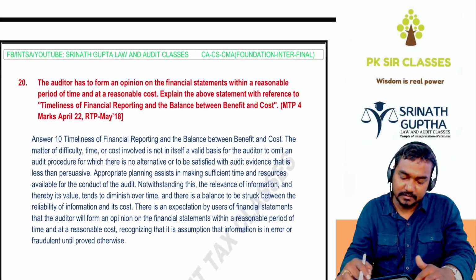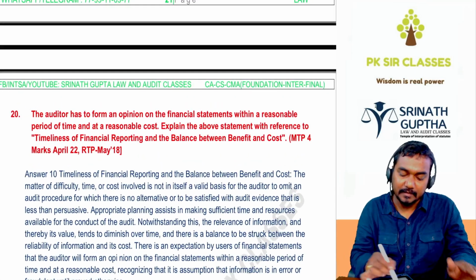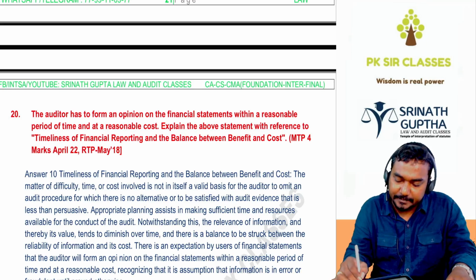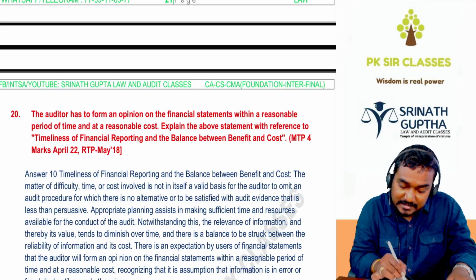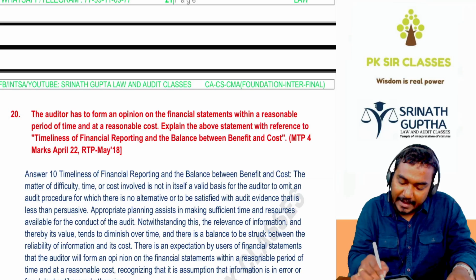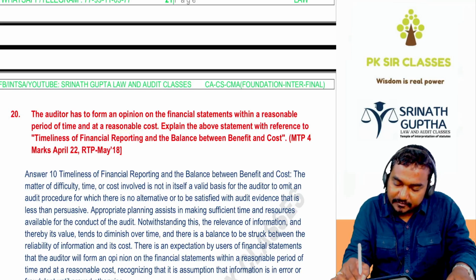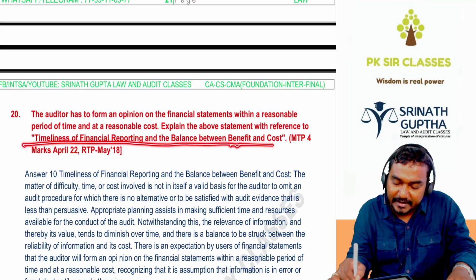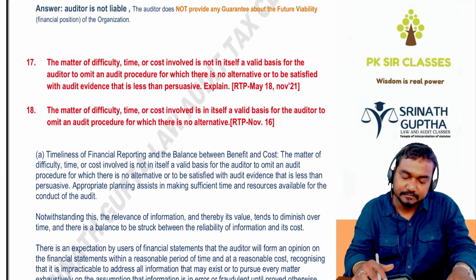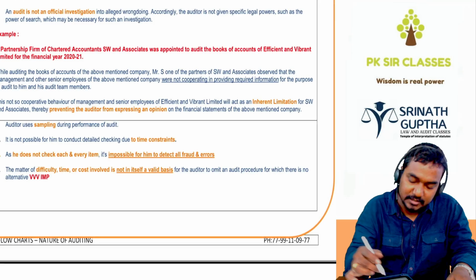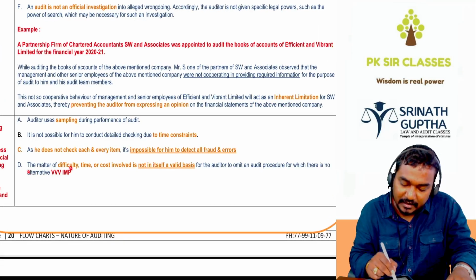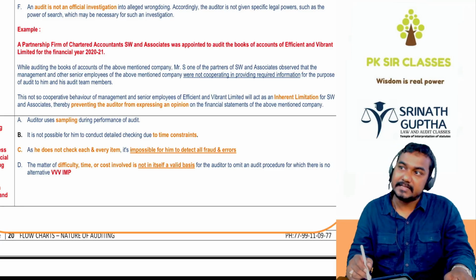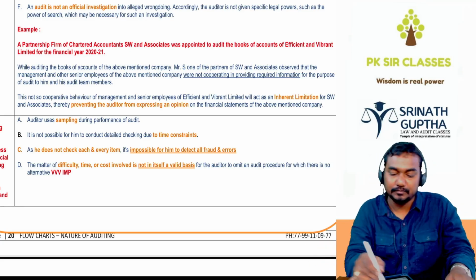Look, this question has come 3 times. The auditor has to form an opinion on the financial statements within a reasonable period of time at a reasonable cost. Explain the above statement with reference to the timeliness of financial reporting and the balance between benefit and cost. Same question as the one above: the matter of difficulty, time and cost involved is not itself a valid basis for the auditor to omit a few transactions where there is no alternative.